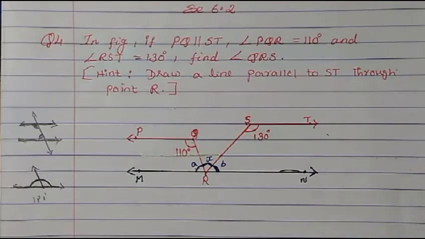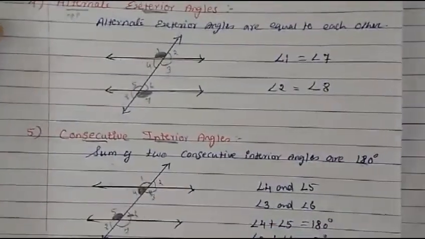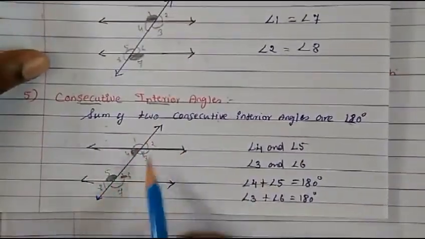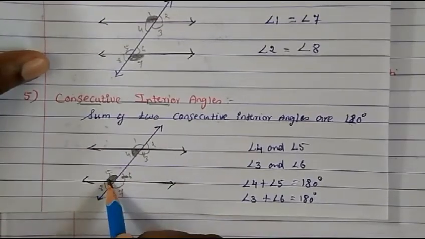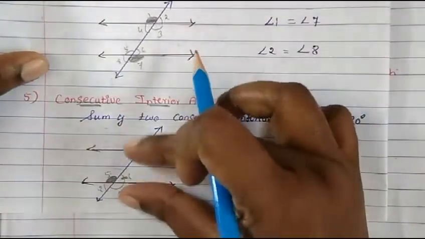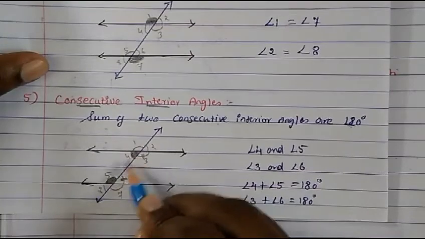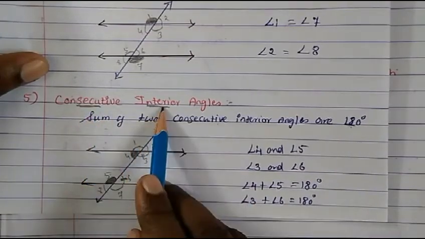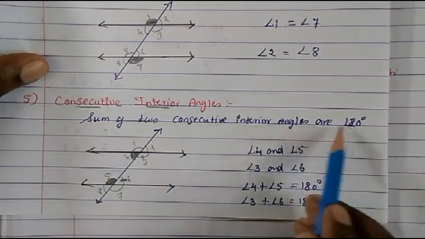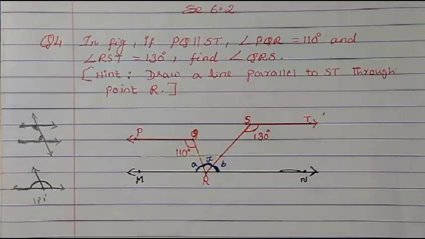In the introduction part I explained to you consecutive interior angles. If you have two parallel lines and one transversal line, then on the same side, inside both the parallel lines, you have the angles. We call these consecutive interior angles, and it is said that the sum of two consecutive interior angles is 180. So that's what we are going to apply here.